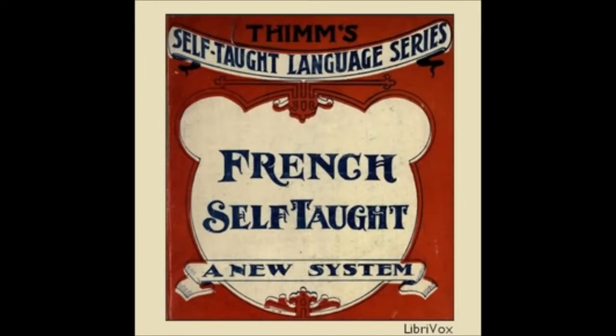Narrative. Past definite. I received. Je reçus. Tu reçus. Il reçut. Nous reçûmes. Vous reçûtes. Ils reçurent.